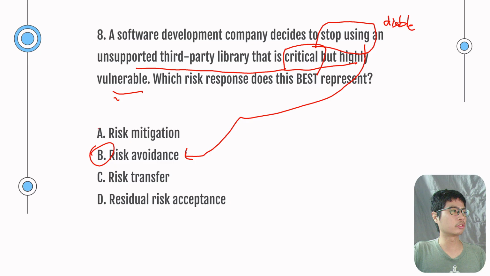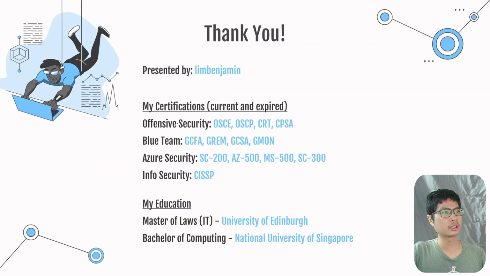There's no mention of mitigation. Usually with mitigation, there's still some residual risk that they have to accept, and when you stop using it, there isn't that residual risk. There's no transferring, there's no outsourcing, no insurance in play here. And there's no residual risk, as we have mentioned. So all these are out, and the answer should be B.